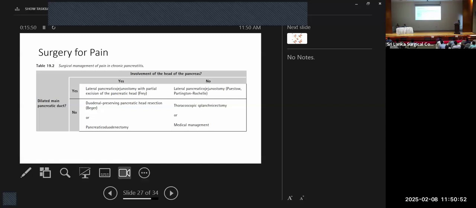Okay. So let's say that someone has no dilated duct and no inflammatory masses anywhere else. Then what is the most likely cause? Neurogenic cause. And that's where we go with our neurolysis. It can be a splanchnicectomy in the thorax, right? Or it can be, what else can we do? Celiac plexus ablation or celiac plexus block.